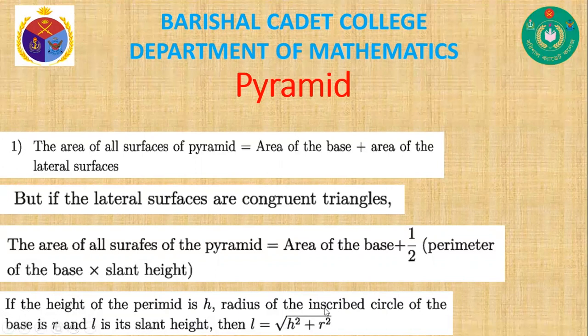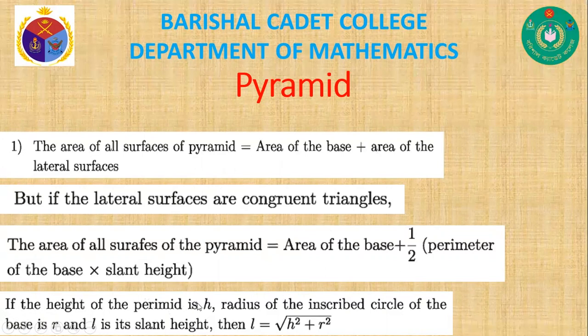So I am repeating again: what is the area of all the surfaces of the pyramid? Area of the base plus area of the lateral surfaces. Area of the base is fixed, but what is the area of the lateral faces? If the lateral surfaces are congruent, then the area of the lateral faces will be half into perimeter of the base into slant height. Now, what is the slant height?